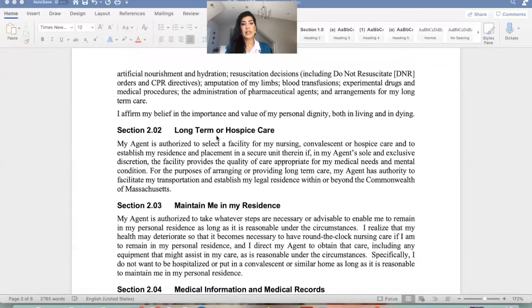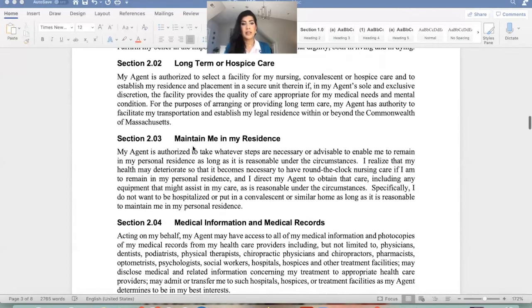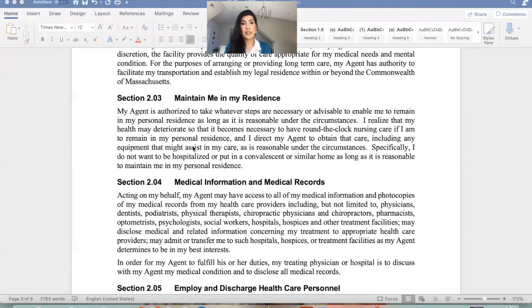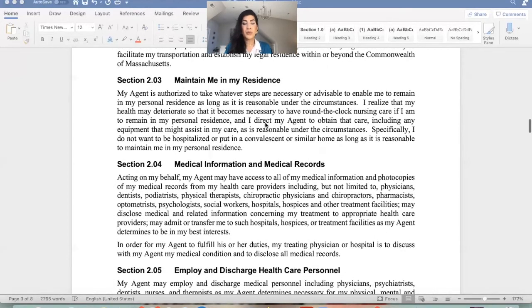Now we're going into more detail. They're authorized to select a facility for your nursing or for your long-term care or for rehab. They're allowed to make arrangements and do whatever is necessary to be able to keep you in your own home. Majority of our clients, when we talk to them, they want to stay in their own homes for as long as possible. It's very important that we put this in a healthcare proxy for this reason. But we're also making it clear that for as long as it is reasonable under the circumstances, okay?